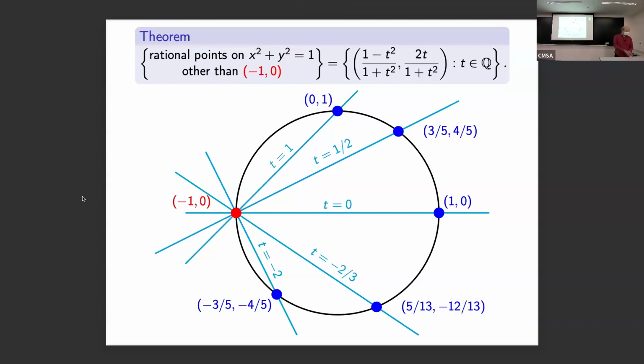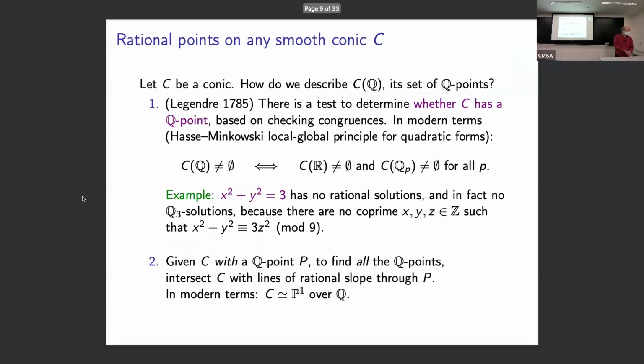And the same method works on any smooth degree 2 plane curve, which I'm also calling a conic. If you want to describe this set of rational points, there's one issue that's maybe different from what happens with the circle. It could be that your conic has no rational points at all, because on the previous slide, I needed that one rational point to get started. But fortunately, there's a way to test in advance whether there is a rational point.